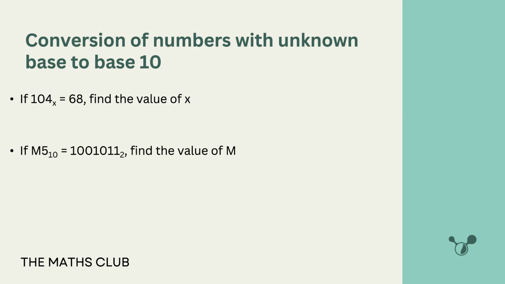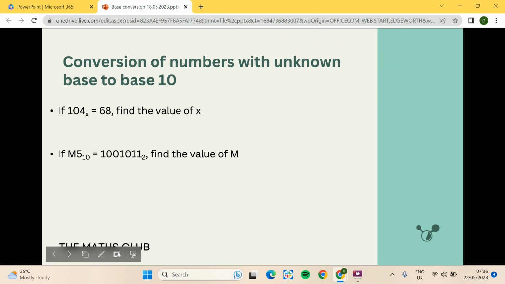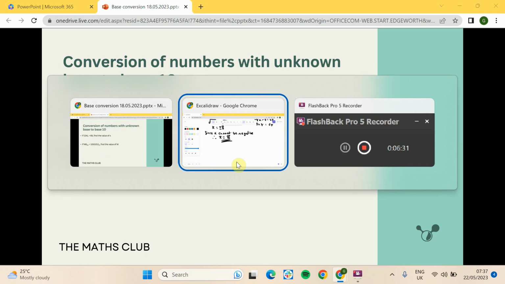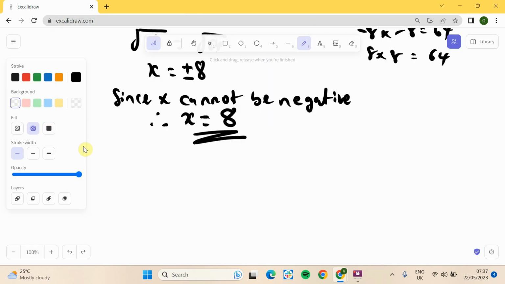And I advise you that you pause the video and then you try this example by yourself. Welcome back. So it says if m5 base 10 is equal to 1001011 in base 2, right, find the value of m.